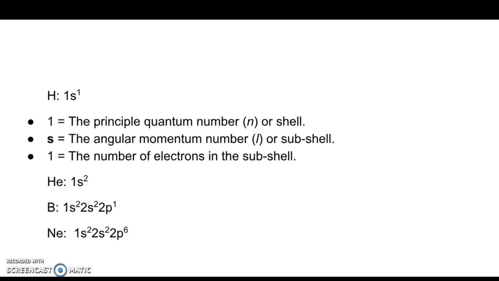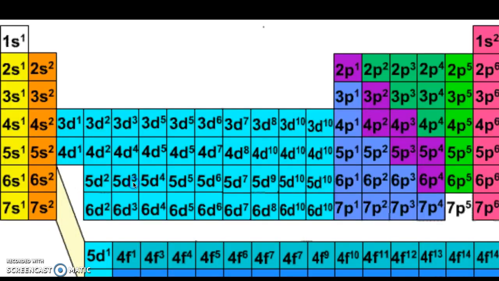We now have enough knowledge to build a periodic table from scratch. The electron configuration for hydrogen can be written as 1s1, where the first one is the principal quantum number, or n, the s is the angular momentum number, L, or subshell, and the last number is the number of electrons in the subshell. Here we have others for helium, boron, and neon, and you can see the same numbering system applies.